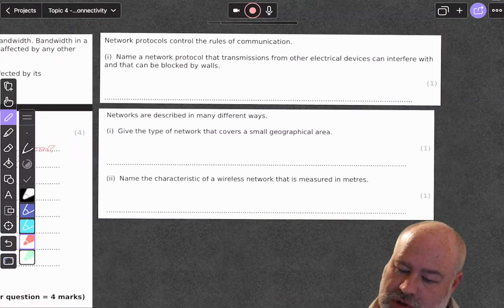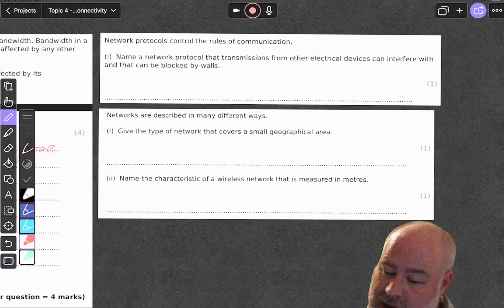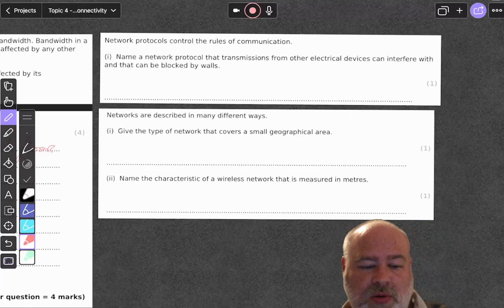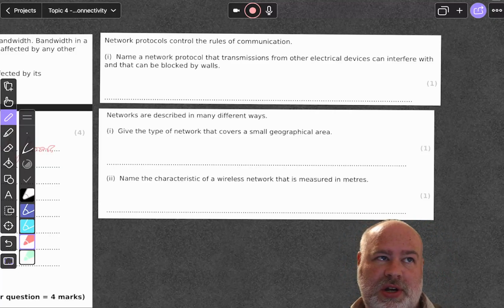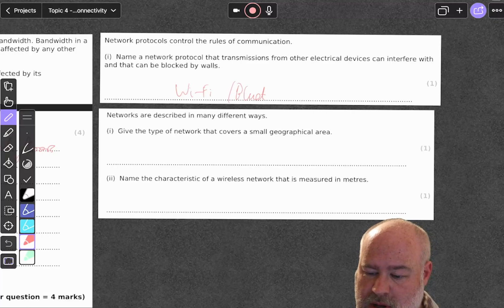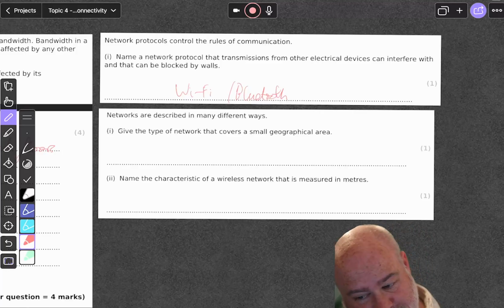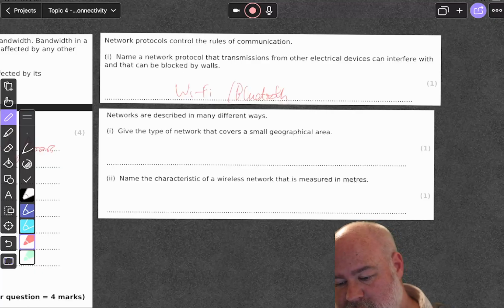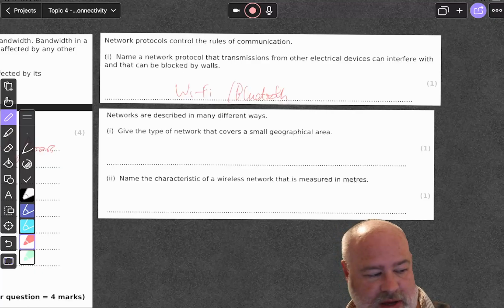Network protocols control the rules of communication. Name a network protocol that transmissions from other electrical devices can interfere with and can be blocked by walls. Don't overthink this. If you get a question like this, don't overthink it. Wi-Fi. Or you could put Bluetooth. You get a mark for that. Bluetooth is short range communication. It's designed to talk to devices that are very near, and uses lower energy.